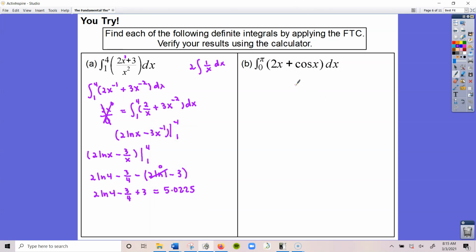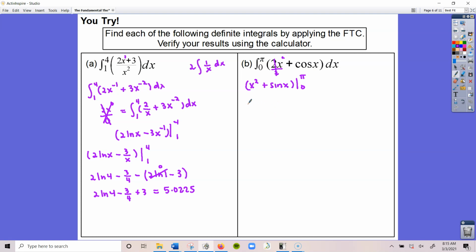All right, let's move on to this next one here. We're going to integrate 2x plus cosine x. The antiderivative of 2x is x squared, because if you add 1 to the exponent and then divide by 2, those 2's will cancel. And then the antiderivative of cosine x is sine x. And we're evaluating this from 0 to pi.